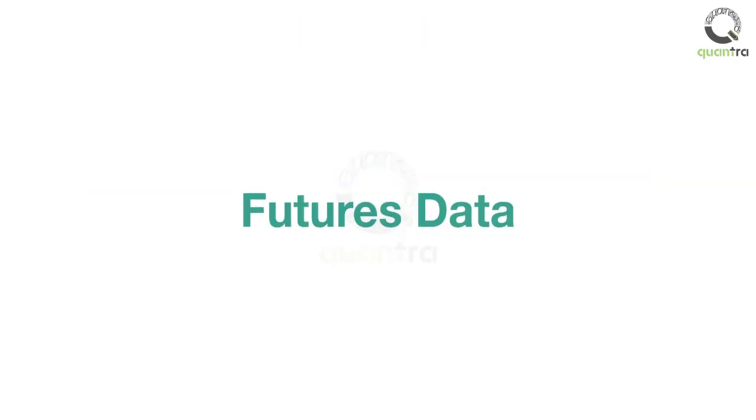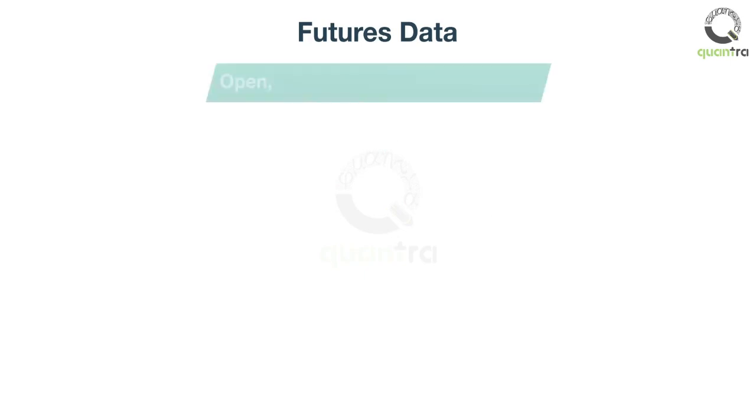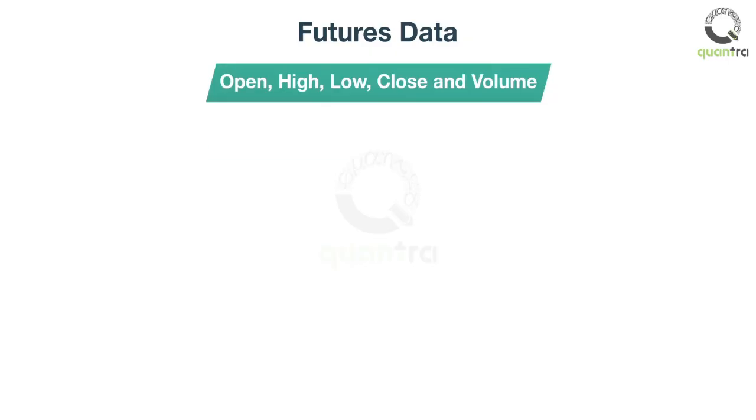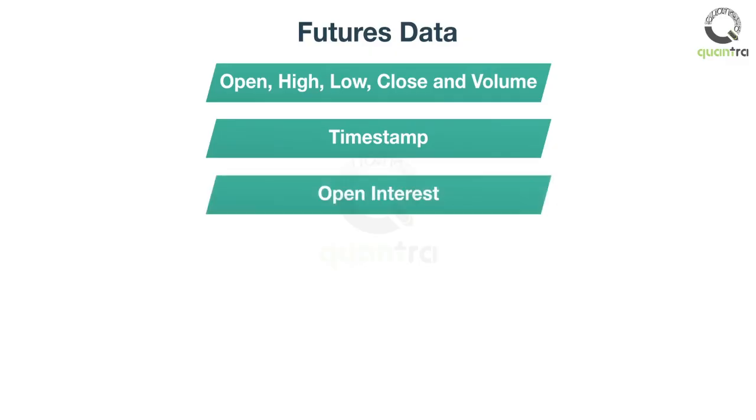Welcome to this video on futures data. If you are used to trading stocks, you are familiar with the usual set of fields for historical data. Normally we would then be dealing with the fields open, high, low, close, and volume along with the date or timestamp for each row. In the futures world, we have all these fields. Additionally, we also have a new and quite important field called open interest.